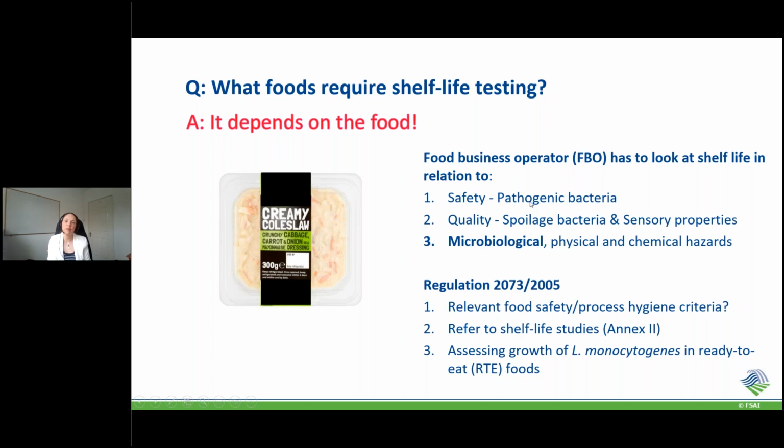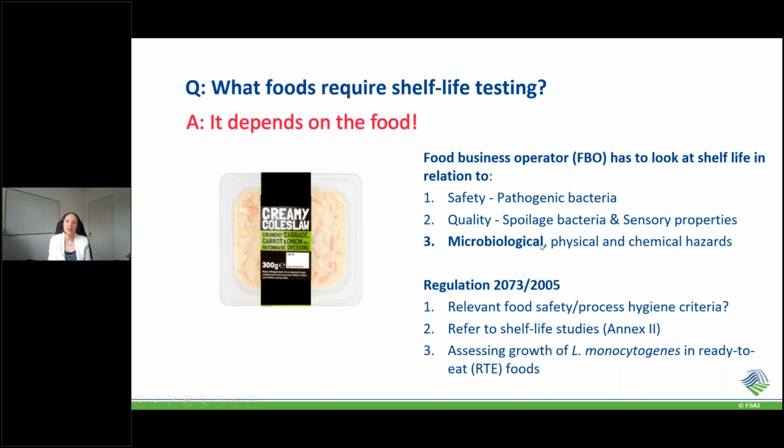So you as the food business operator have to look at your food in relation to safety. This is your primary concern. Is there any pathogenic bacteria you need to take into consideration and put in steps to control? In terms of quality, is there spoilage bacteria, like yeast and molds, for example, that you need to take into consideration? Are there other sensory properties you might need to consider? You need to look at all of the hazards. Today we're really looking at the microbiological hazards, but of course you need to think, are there any physical or chemical hazards you should also take into consideration?